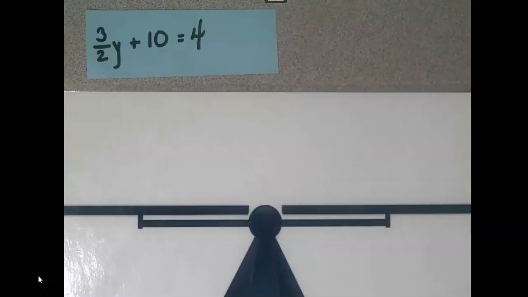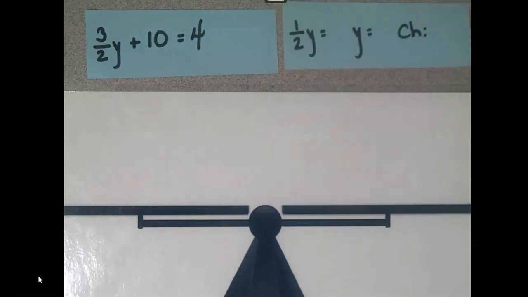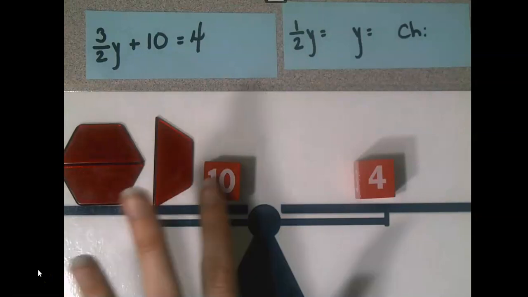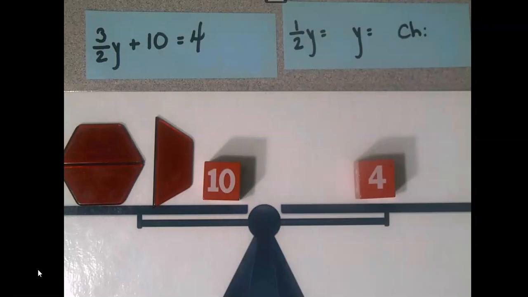Our first problem is 3/2 of y plus 10 equals 4. Since 1/2 is my fractional value, our fractional unit, we will be solving for 1/2 of y, for y, and then completing the check. So this is the setup for my problem: 3/2 of y plus 10 equals 4.